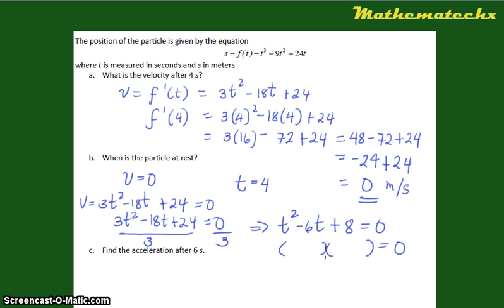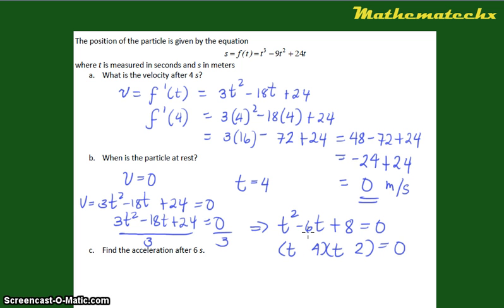Remember how to solve quadratic equations. One of the ways is to factor the quadratic expression: this is t, and this is t. You have to find a combination of factors of 8, such as 4 and 2. I need to have a positive 8, so the two numbers should have the same signs.